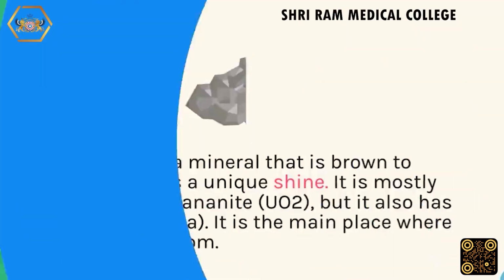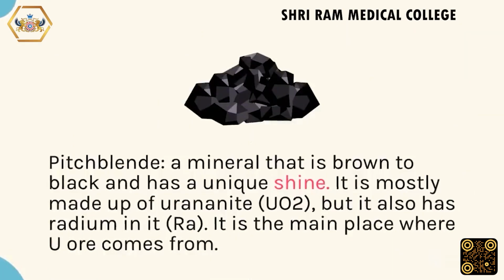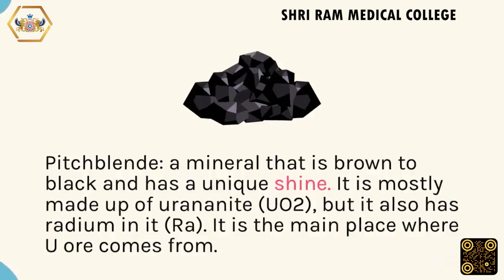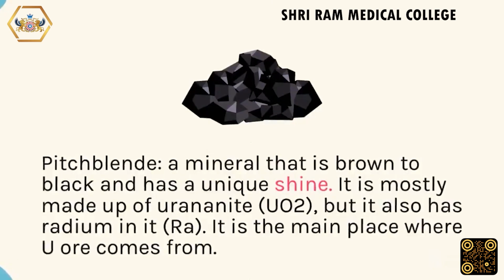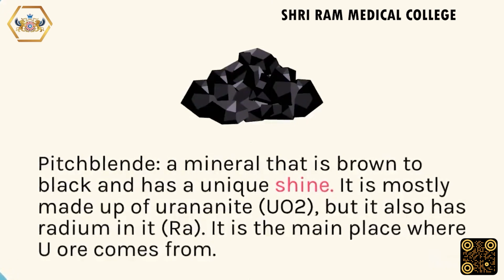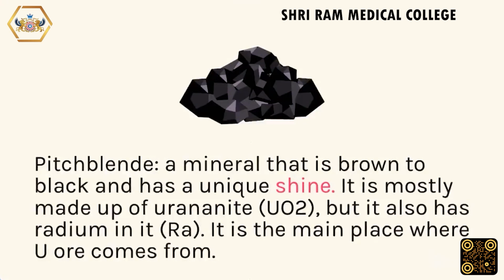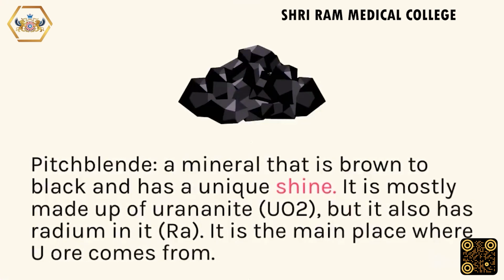Pitchblende, a mineral that is brown to black and has a unique shine. It is mostly made up of uranium oxide, UO2, but it also has radium in it, Ra. It is the main place where uranium comes from.